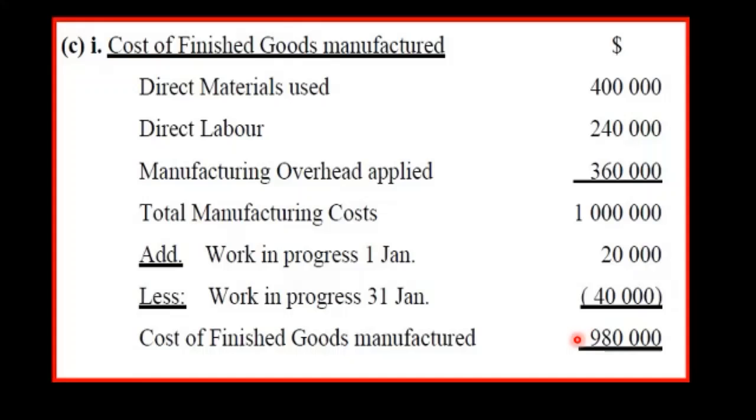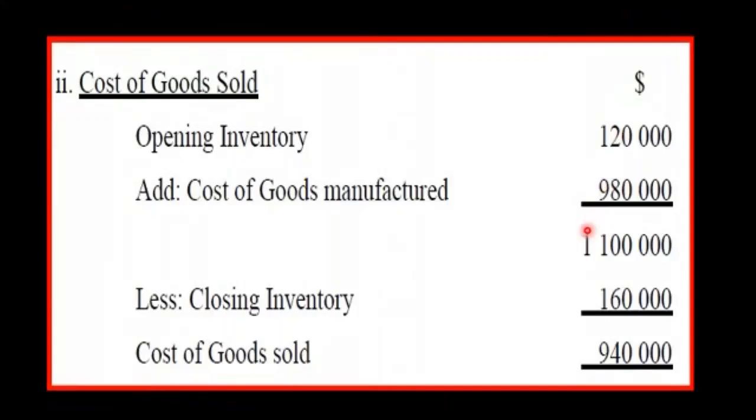980,000. And we put it in here. Cost of goods manufactured. Now, this figure actually replaces what used to be the purchases figure here for a retailer of goods. Someone was not manufacturing their own goods to sell, but they were buying it from somebody else.